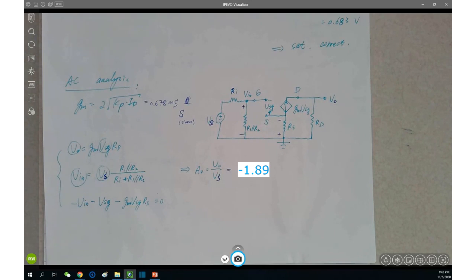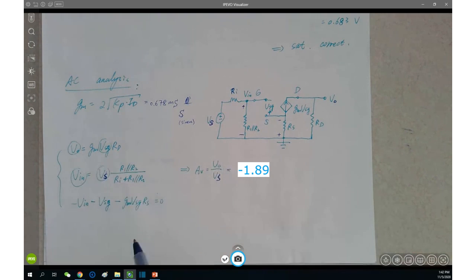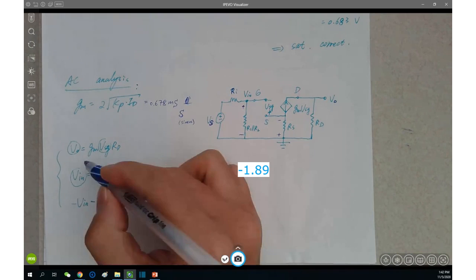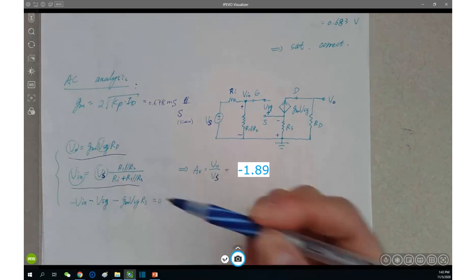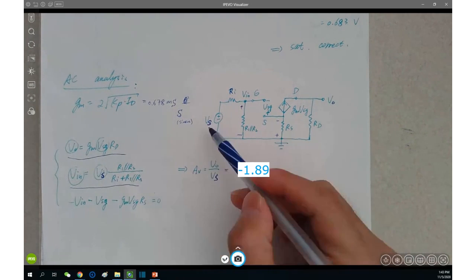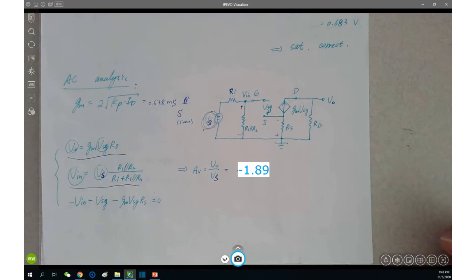Of course, you don't have to focus on the answer. How about equations? Because here you can clearly see they're following, at least I'm following, the handout. First, the output equation, Ohm's law. Second equation, they're trying to link the VS, the source, to VSG. However, we cannot directly link these two.